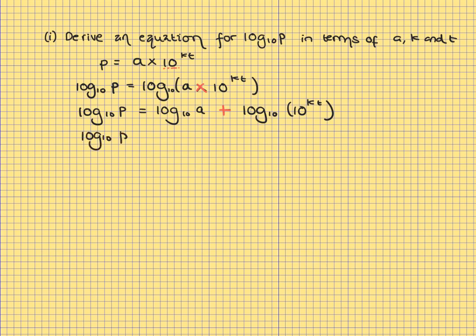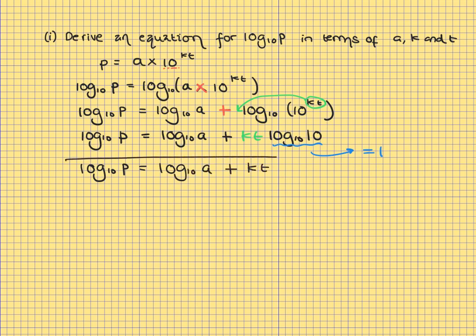Log to the base 10 of p then equals log to the base 10 of a plus, and we can pull this whole power down to the front like this, kt log to the base 10 of 10. But like last time, we know that log to the base 10 of 10 is equal to 1. So we are left with log to the base 10 of p equals log to the base 10 of a plus kt. And we have fulfilled the brief of the question.